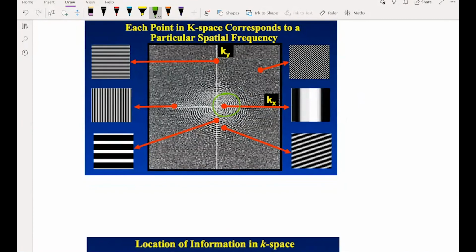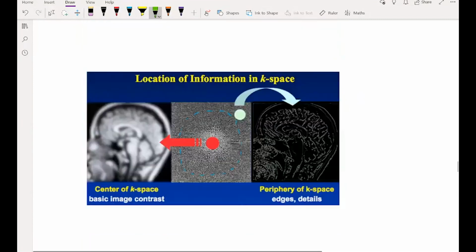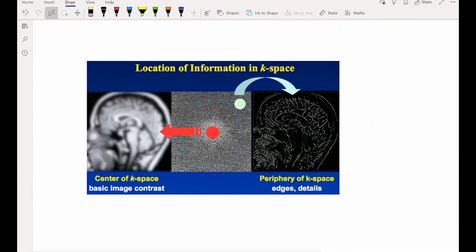This point in the middle right of our image corresponds to a very low spatial frequency, right? It's dark on the outsides, it's bright in the middle. Considering all of those different frequencies at the center of K-space gives us this very bright and dark, black and white, but blurry image of the brain in this example K-space.